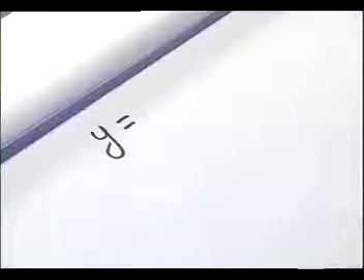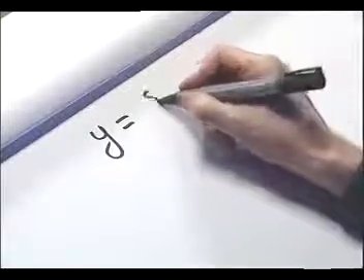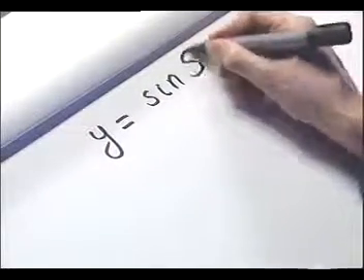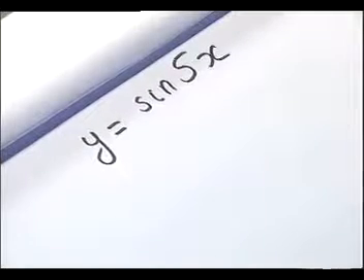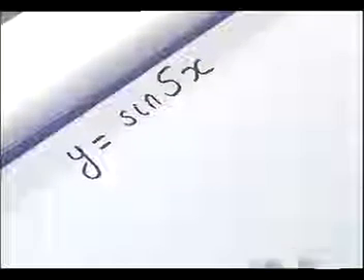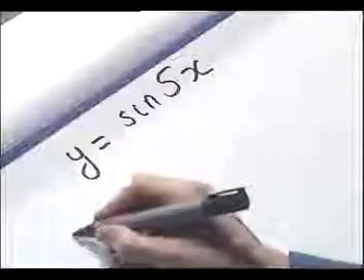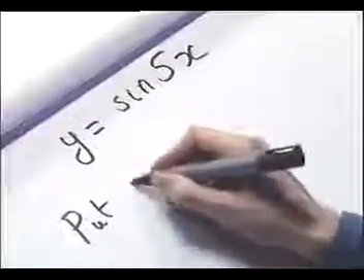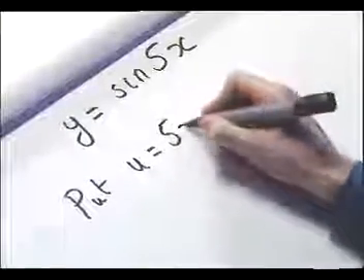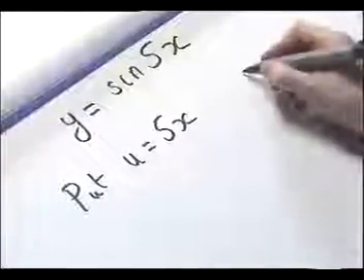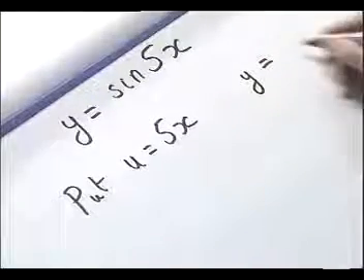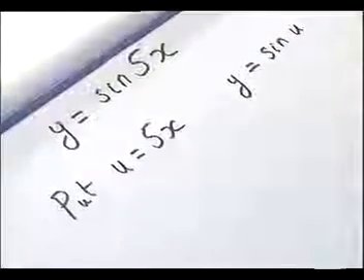I want now to take another trig example and then develop that trig example a little bit further to a more general case. So we'll take y equals the sine of 5x. Very easy here to identify the g of x. It's this bit here, the 5x. So we'll put u equals 5x, and then y will be equal to sine u.